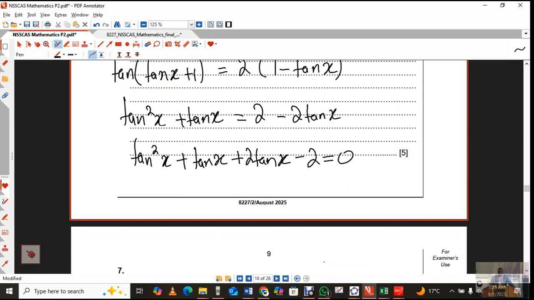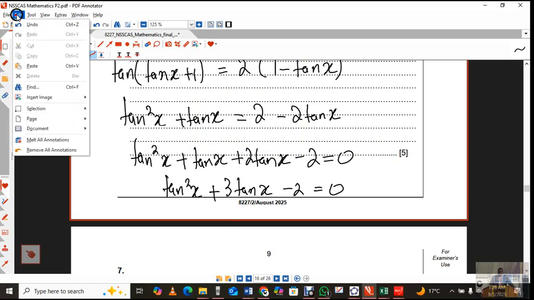This should give me tan squared x plus 3 tan x minus 2 is equal to 0. So let's just save and let's append a page.